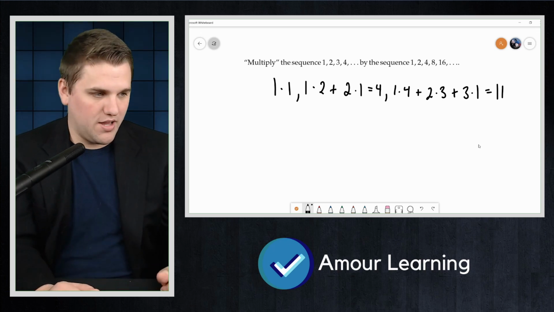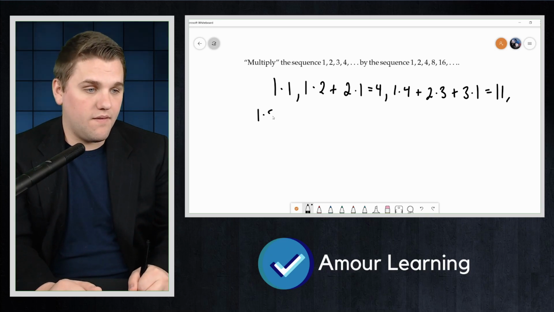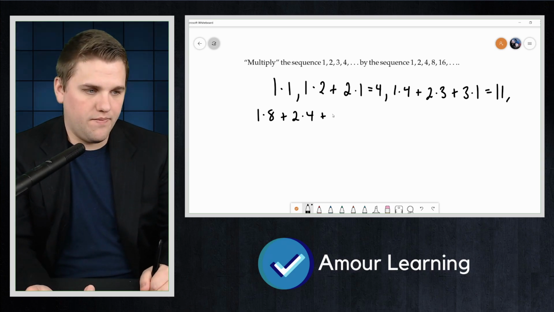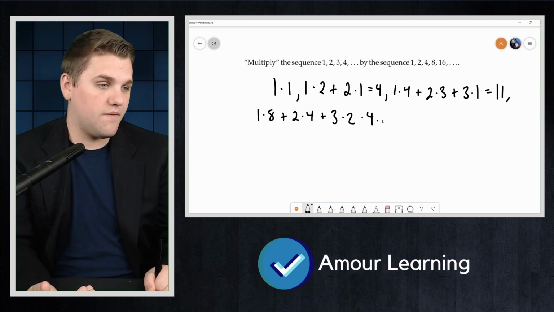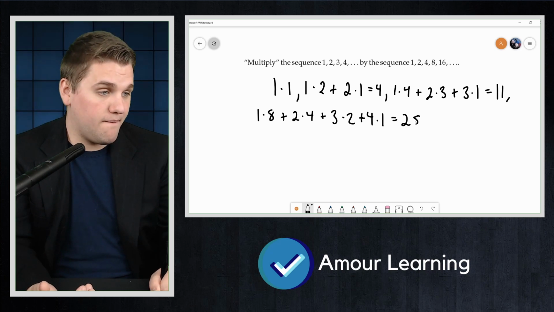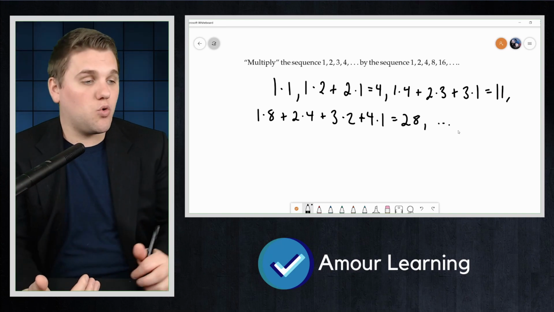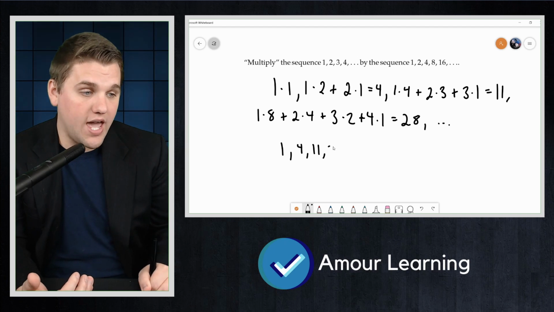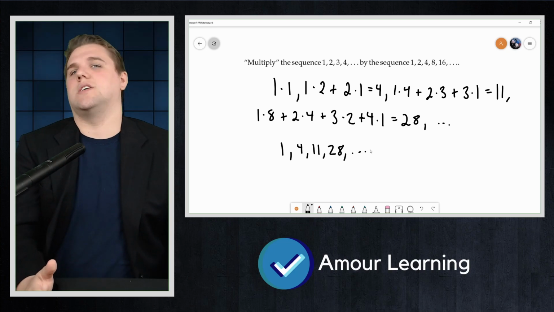Let's do one more. This one's going to be a little bit extensive here. This would be 1 times 8 plus 2 times 4 plus 3 times 2 plus 4 times 1, which, by the way, is 28. And we can just keep going here. The resulting sequence would be 1, 4, 11, 28, and so on. That's what we mean by multiplying sequences.